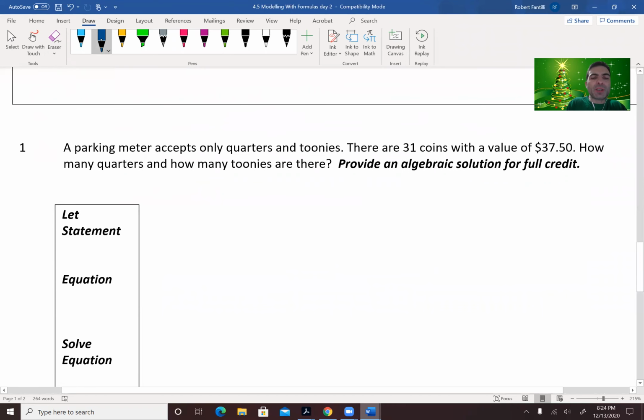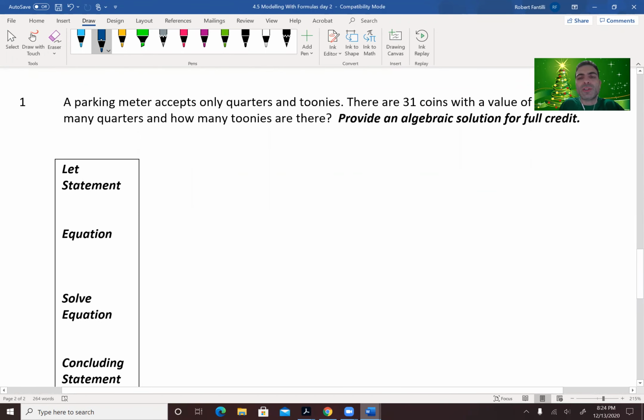All right. A parking meter accepts only quarters and toonies. Guys, I'm not going to lie. This is a bit of a tricky one for some people.